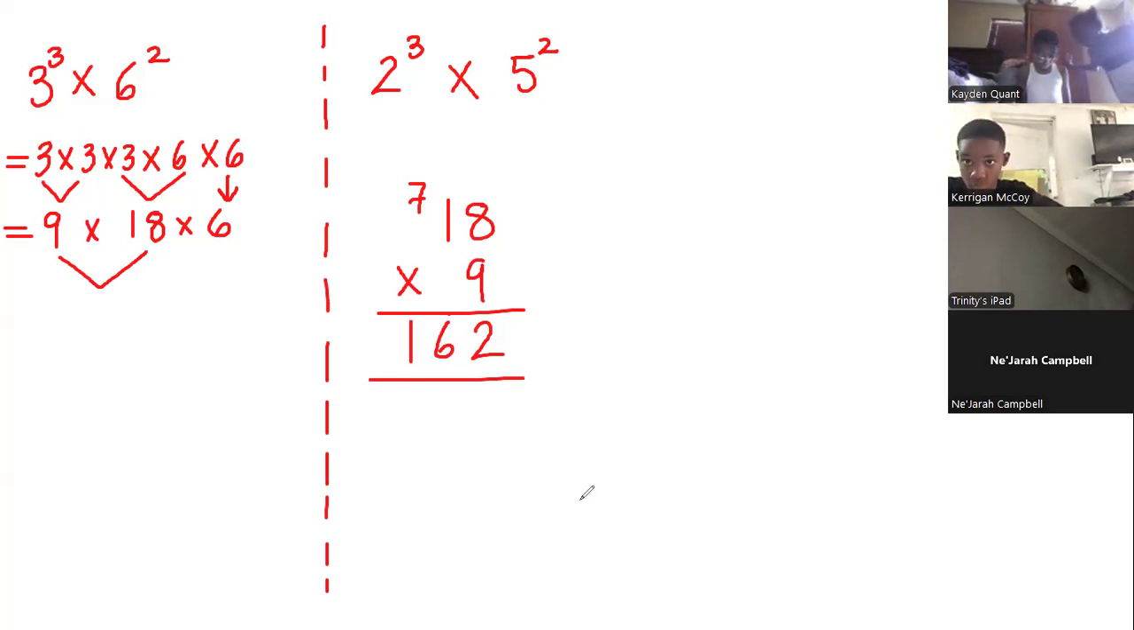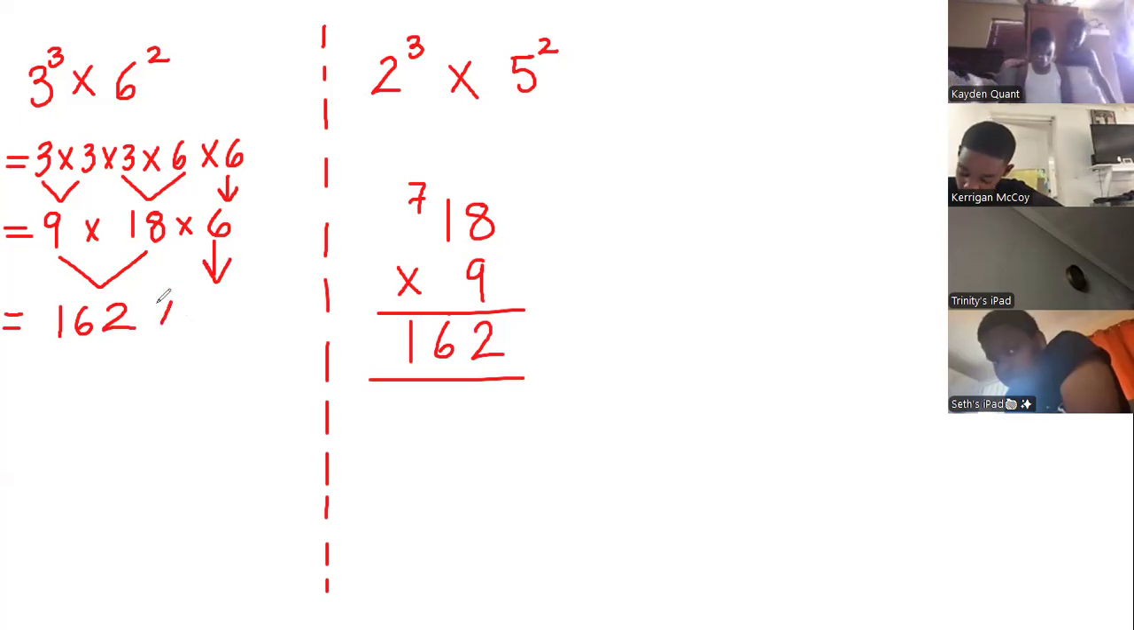Mr. Petit, I sent in my work. Very good. So it's going to be equal to 100... No, you're not done yet. I know I'm not finished. I mean 9 times 8 is 162. Bring down the 6.